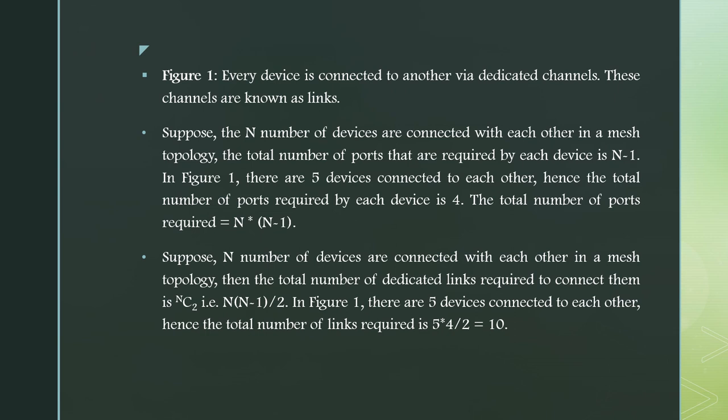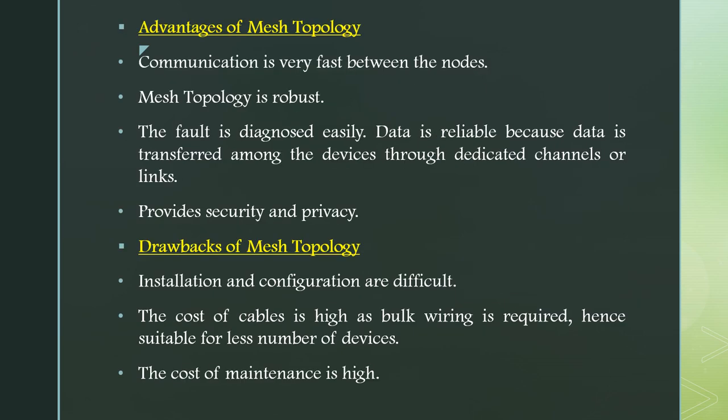The total number of ports required is n * (n minus 1). Suppose n devices are connected with each other in a mesh topology, then the total number of dedicated links required to connect them is nC2, that is n(n minus 1) divided by 2. In figure 1, there are 5 devices connected to each other. Hence, the total number of links required is 5 multiplied by 4 divided by 2, which is equal to 10.